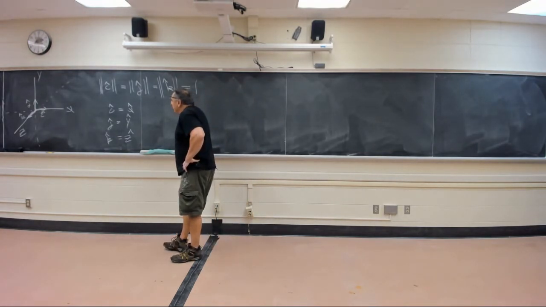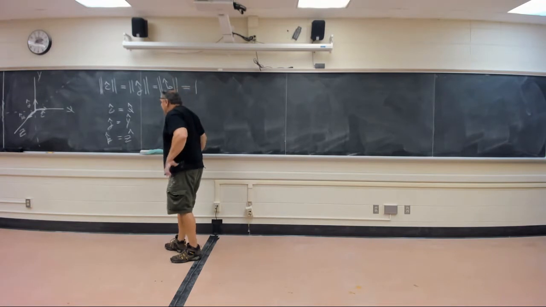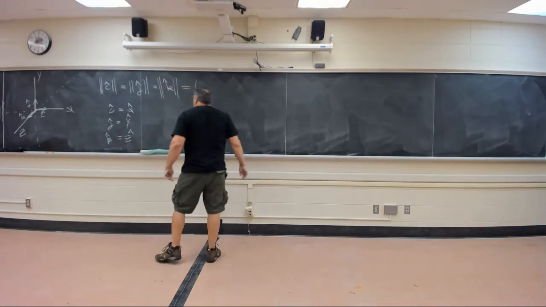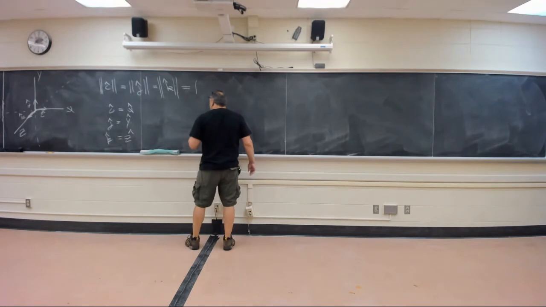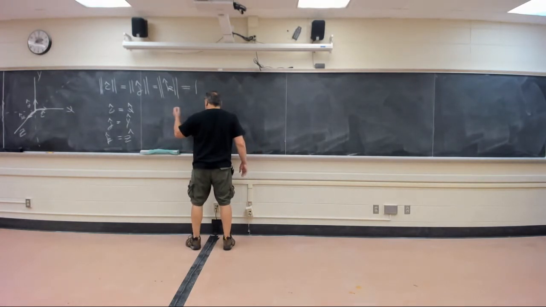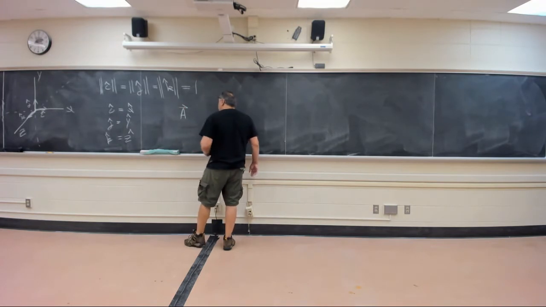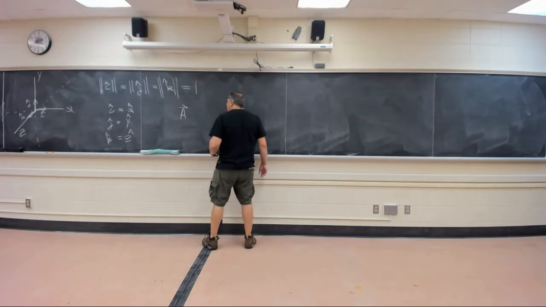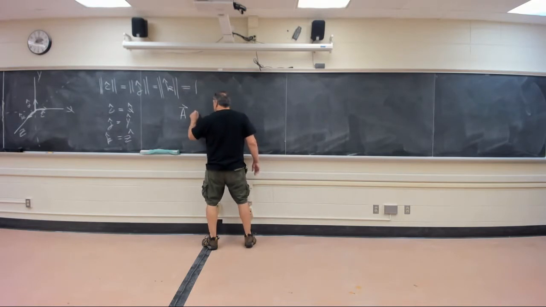So let me see what I can do here. Let's see some stuff we can say here. If you had two vectors in 3-dimensional space, let's say a vector A is a big vector.